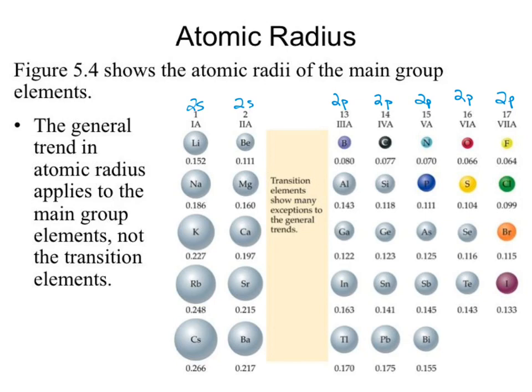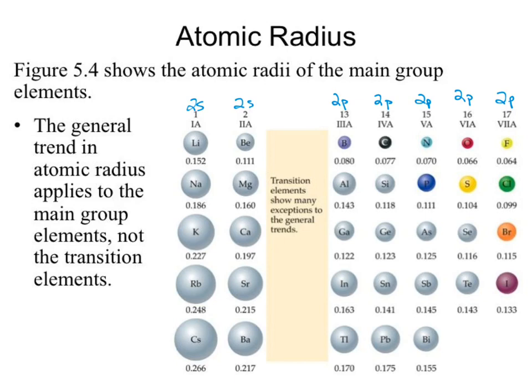Shameless plug for organic chemistry. We only memorize one trend down the column. Left to right, we just say they're all the same size. See? Organic. It's easier. Just don't talk to any of my students about that.